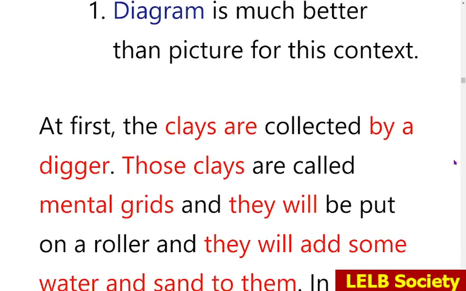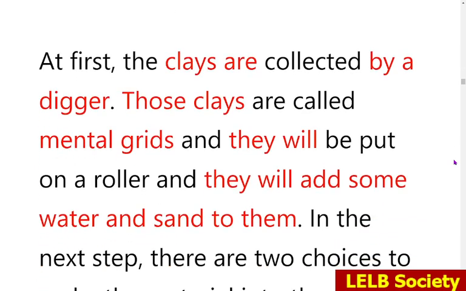Okay, the second paragraph. By the way, process diagrams rarely happen, but it doesn't mean that they do not happen at all. So you cannot just eliminate the possibility of dealing with a process diagram. At first, the clays are collected by a digger. So clay is uncountable. So clay is collected by a digger.